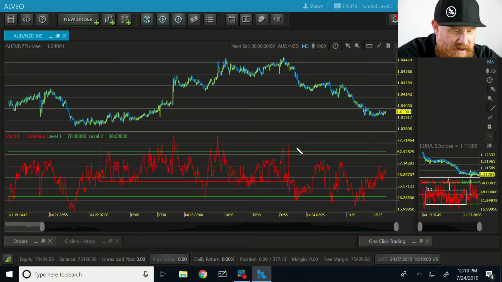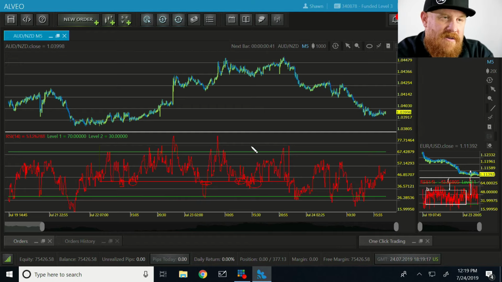Now, you can see that the market's in a strong uptrend during this phase. And every time it hits these low points, boom, boom, boom, boom, those are indications to buy. They're oversold in an uptrend.